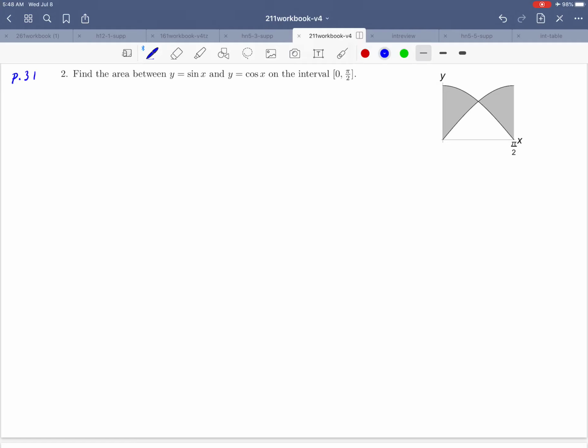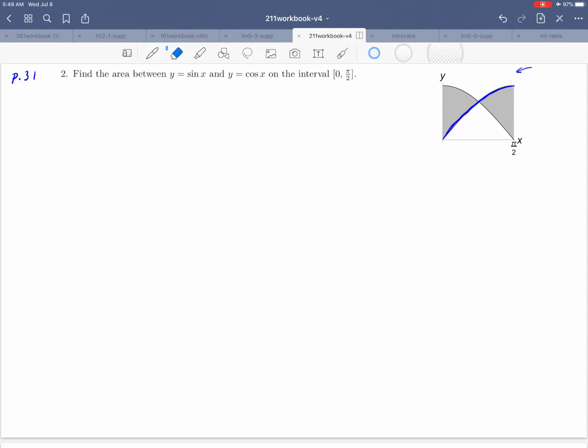And you can see that they've provided a picture of the area that we're looking for over to the right here. So our region is in kind of two parts. We're looking for the shaded area. We might start here by just nailing down which curve is where in our picture. Okay, so y equals sine of x is a function that goes through the origin, which means that the sine of x curve must be this one right here.